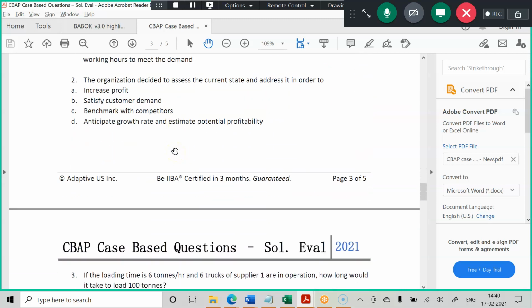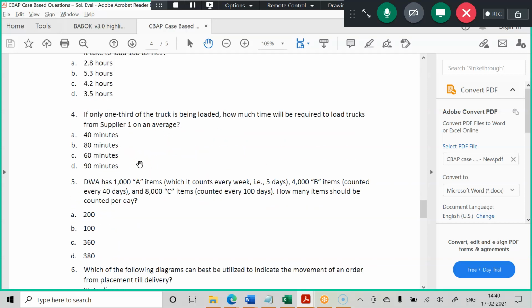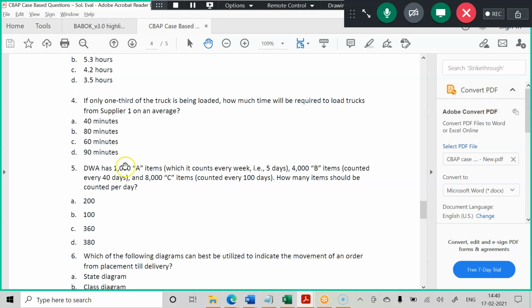The questions were something like this: if the loading time is 6 tons per hour and there are 6 trucks or something like that, how long would it take to load 100 tons? These are simple calculations, like 100 divided by 6 into 6. We have given the explanation and everything. Then if only 30 percentage of the truck is loaded and only that factor is taken into account, how much time would you take to load all the trucks from supplier 1?